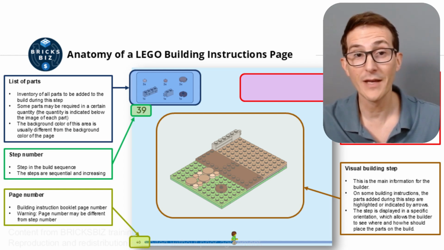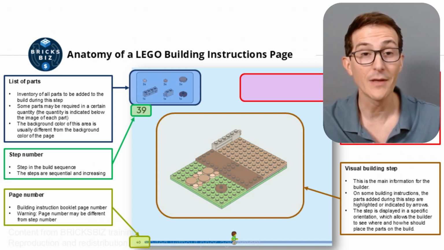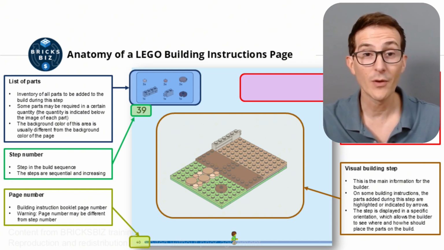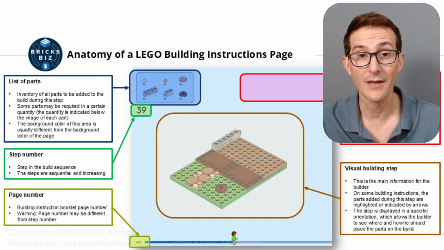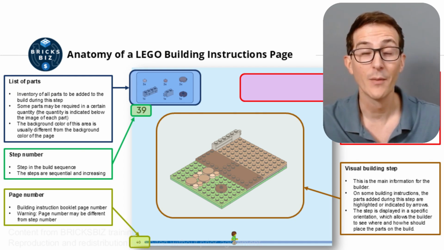The step number designates the building step. Building steps are sequential and ascending. The page number, as its name says, designates the page number in the instruction booklet. You may notice that these numbers are not always identical with the step numbers. Step 10 may be on page 8, for example.